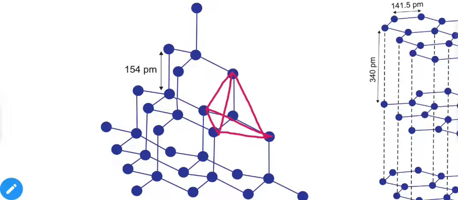Each carbon-carbon distance is 154 pm. That means the bond distance is 154 pm. And all of these bonds are covalent bonds, and that's why they are very hard to break.